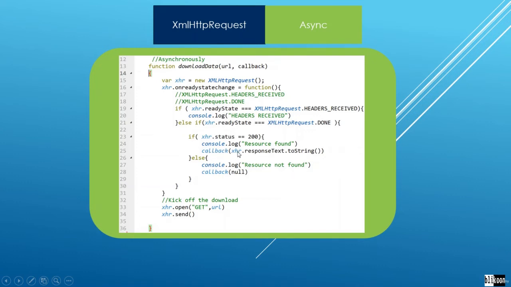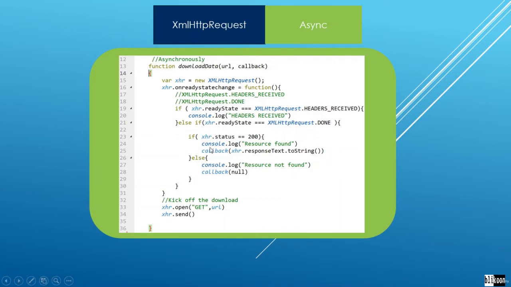You see, we are calling callback, and we are passing in the response text, and we call toString on that to turn that into a string that we can work with in QML. If we don't get the response, we call the callback method with null to mean that we had an error, and then we kick off the download the same way we did with the synchronous call. It really is the same thing. The difference is that when you get the data, you call the callback method.